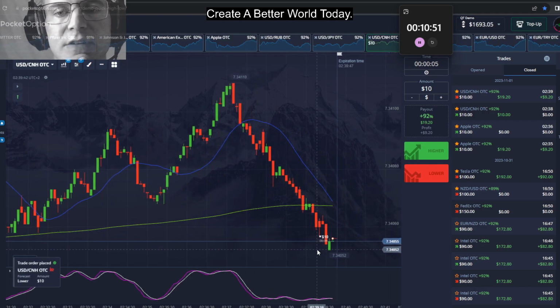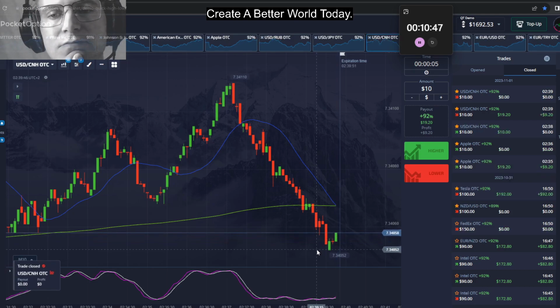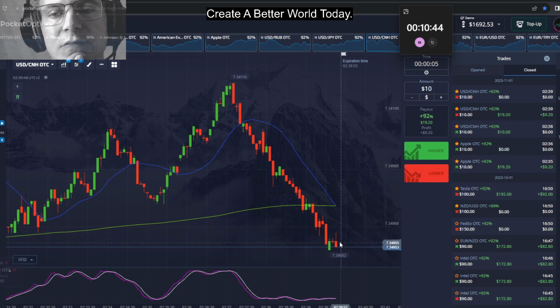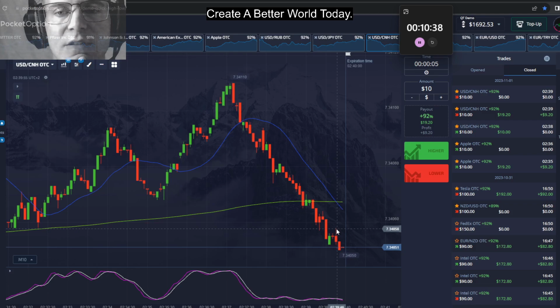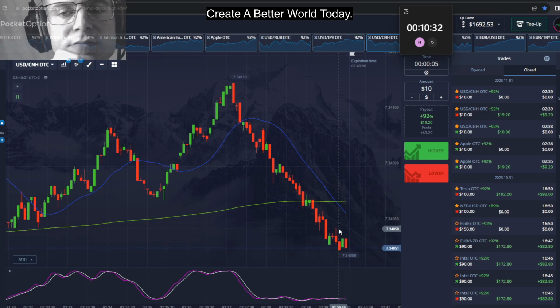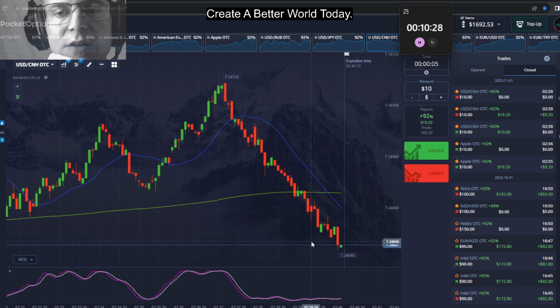Well, it looks like it's reversing. Okay, so I was a little bit early there. If I would have gotten in right here, it would have been a full green candle, and then we would have been correct, but that one we failed on. So yeah, of course timing is important for sure.